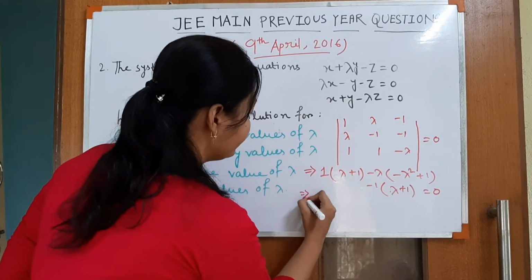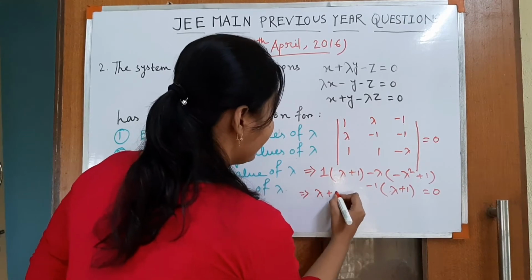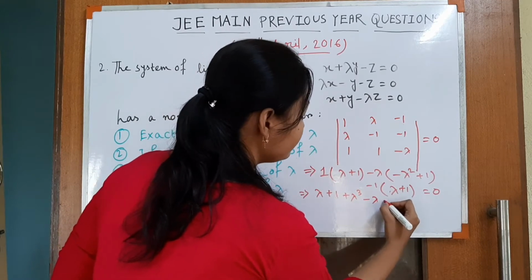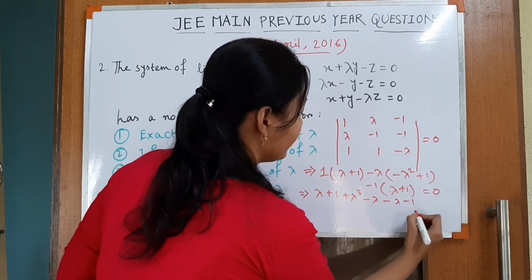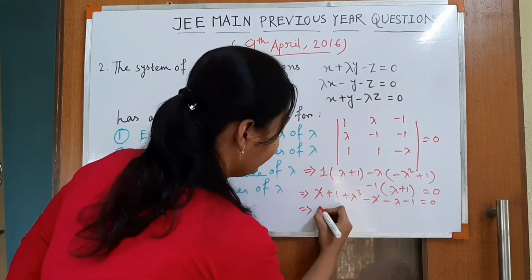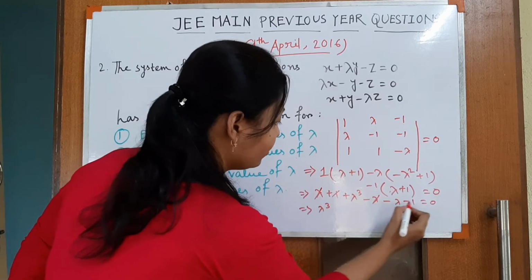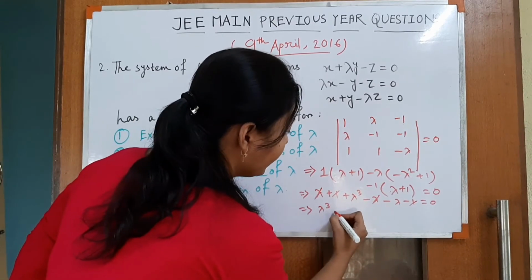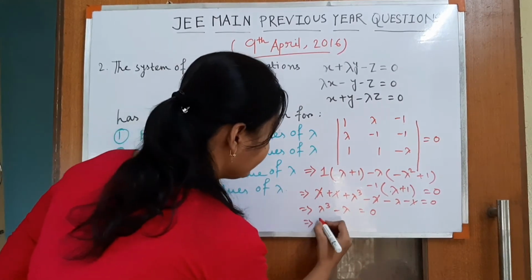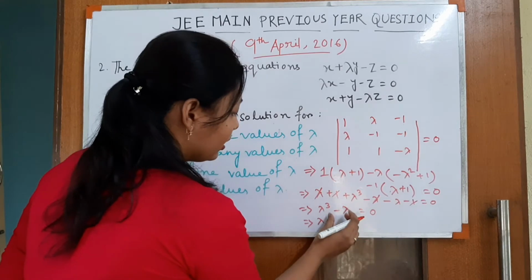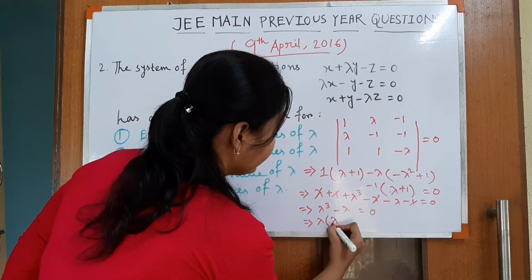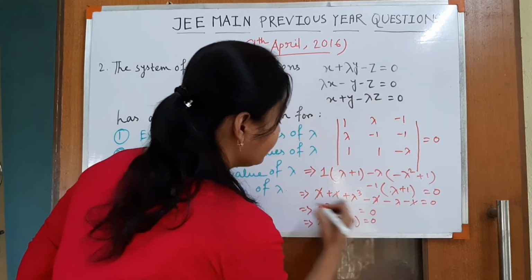Okay. Next we get lambda plus 1 plus lambda cube minus lambda minus 1 equal to 0. That is, cancel out lambda and cancel out also 1, lambda cube minus lambda equal to 0. Okay. Next, this is the common term, here the common part is lambda. So we get lambda into (lambda square minus 1) equal to 0.